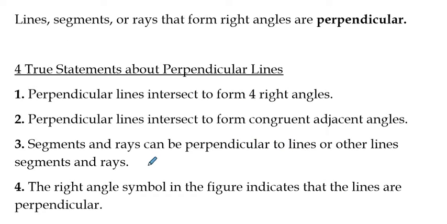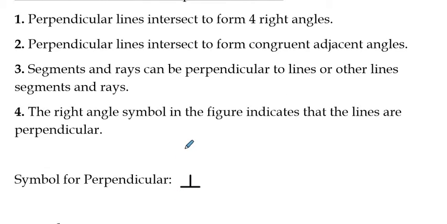Alright. I kind of alluded to this earlier in problem number 2. Line segments and rays that form right angles are perpendicular. That's a vocab term that you should know throughout the course of the year. 4 true statements about perpendicular lines. Perpendicular lines intersect to form 4 right angles. Perpendicular lines intersect to form congruent adjacent angles. Segments and rays can be perpendicular to lines or other line segments and rays. And the right angle symbol in the figure indicates that lines are perpendicular, or line segments and rays are perpendicular. The symbol for perpendicular is basically like an upside down capital T.